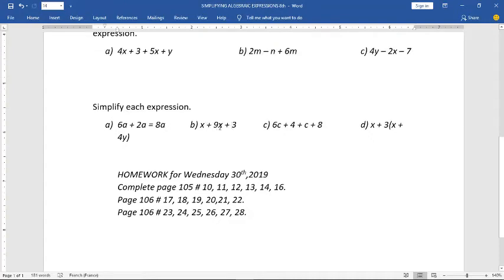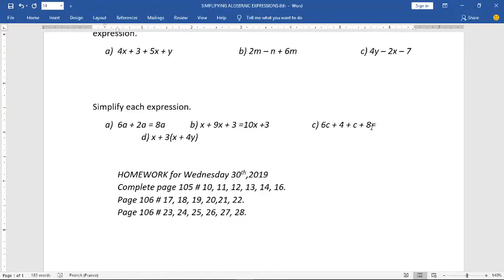x plus 9x is 10x plus 3. 3 stays by itself because there is no like term for 3, so 3 stays by itself. Let's go for this one. We have 6c plus 4 plus c plus 8 to simplify.